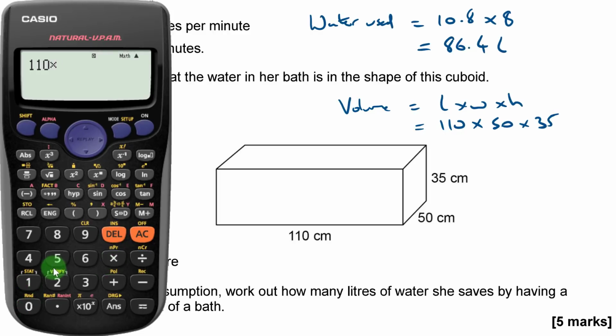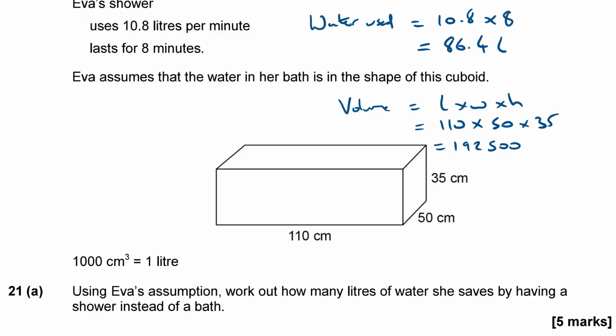So 110 times 50 times 35 gives me 192,500. What's the units going to be? Centimeters times centimeters times centimeters. It's going to be cubic centimeters.